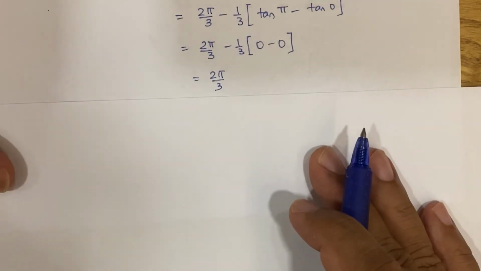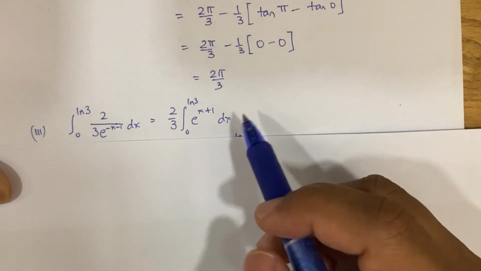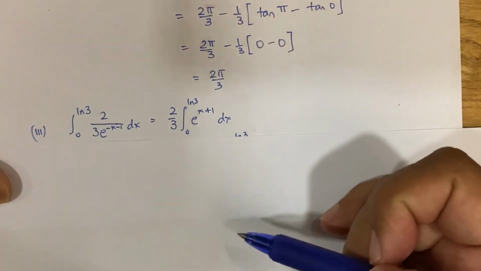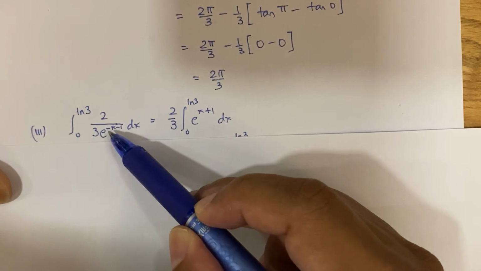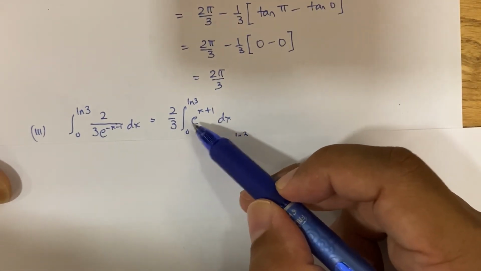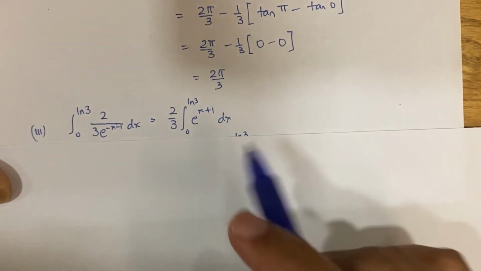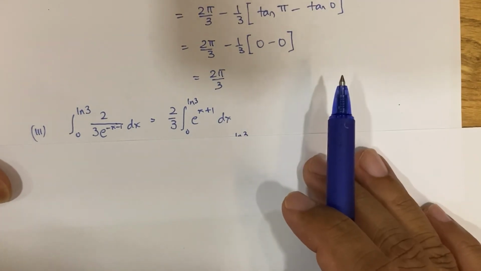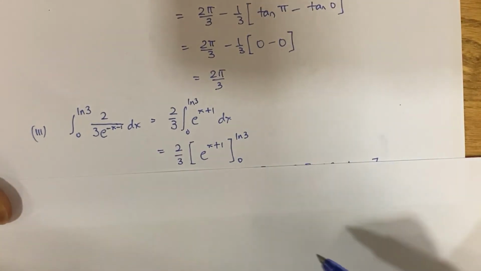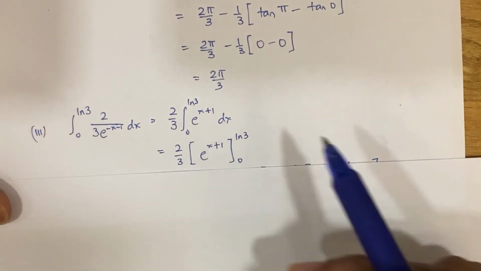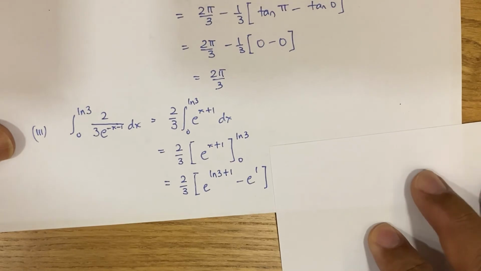Now for the last one. I propose to take out 2/3. This is at the denominator, right? It's going to be e to the x plus 1 if you bring it up to the numerator. And the integration of e to the x plus 1, as you know from the previous topic, is still e to the x plus 1. 0 to ln 3 here, with the 2/3 here. This is what we're going to get.